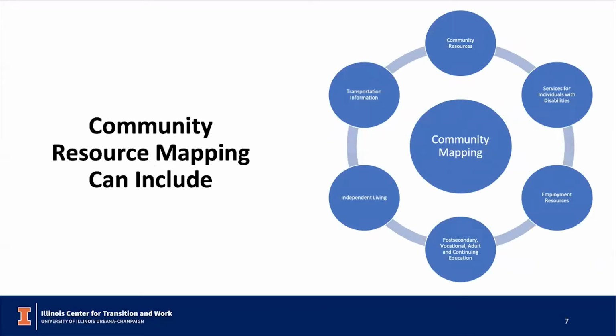Community resource mapping can include an array of things, but most times it includes community resources, services for individuals with disabilities, employment resources, any kind of post-secondary vocational training, independent living, and then transportation information.